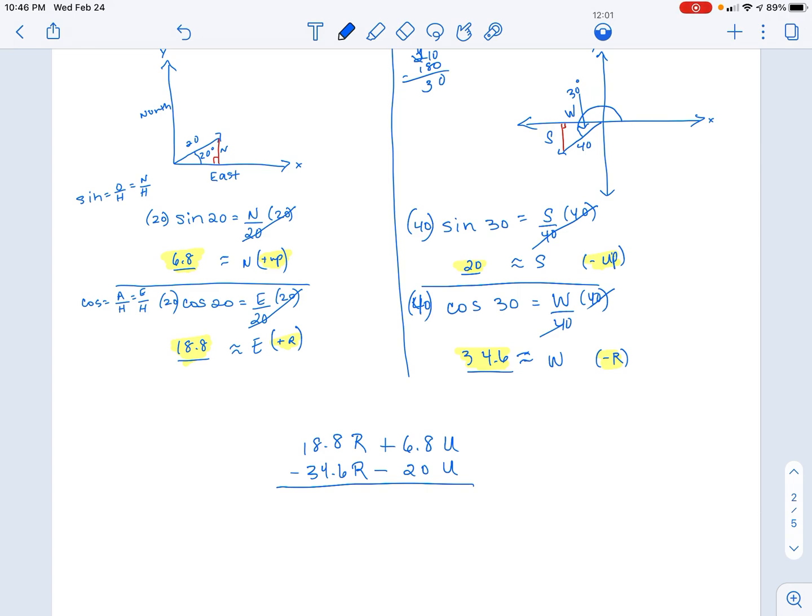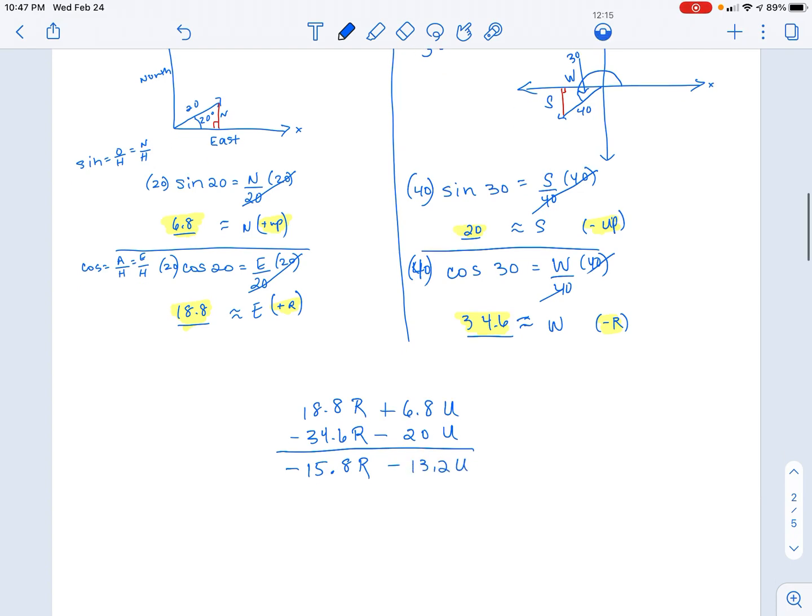So when you do the math here, you're going to end up with negative 15.8 right minus 13.2 up. Now, what does that mean? If you've gone in a negative direction that we call right and a negative direction that we call up, well, on a map, what directions does that indicate? A negative right is to the left, and we've already said that if you're heading left on the map or on our coordinate plane up there, we were heading west, correct? And then a negative up is actually like heading down, so you would be heading south.